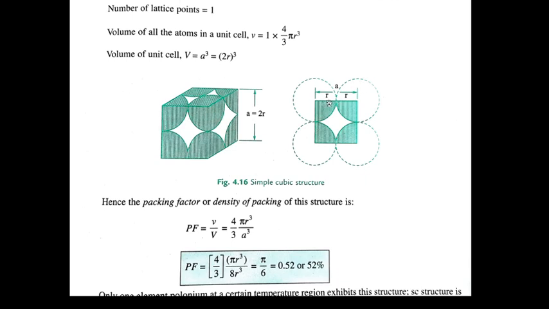So r plus r, twice r, would be equivalent to the size of my cube, and that is nothing but your cubic lattice parameter, a. Since this is a cube, a, b and c are all equal. Alpha, beta and gamma, the angles between a, b and c respectively, are also 90 degrees, and that geometry is what a cube means. So the number of lattice points is 1. Volume of all atoms in a unit cell: how many atoms do I have? 1 atom. How shall I calculate that? Just look at the previous slide again.